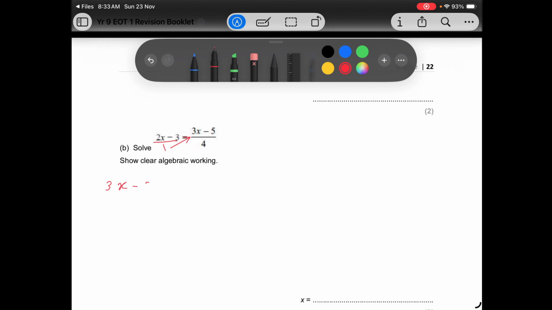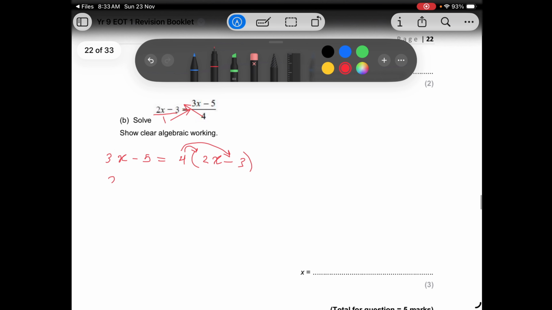So it will be 3x minus 5 equals, you can multiply now this 4 by this numerator. Okay, this is what we call cross multiplication. So it will be 8, or write it like this firstly, 4 times 2x minus what? Minus 3. Then here we can expand by multiplying this 4 here and here. So it will be simply 3x minus 5 equals 8x minus what? Minus 12.